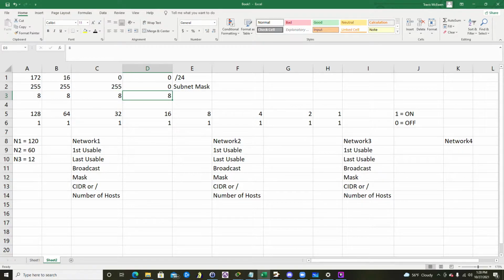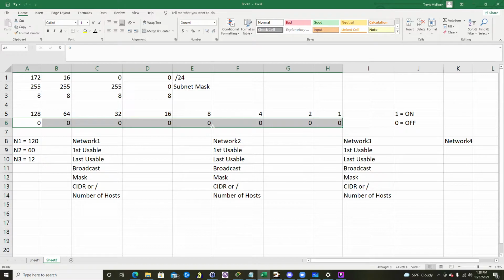But the fourth octet is free and available to us, and that's what that 0 represents. It means that in that last octet, all 8 bits are off, and I can still manipulate them.